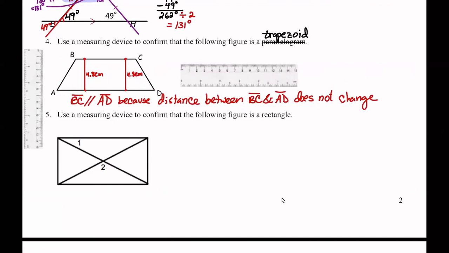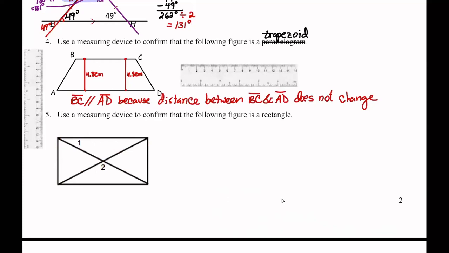Now, to confirm that a figure is a rectangle, different conversation. I can show that the distances from here to here are going to be the same as the distances from here to here and so on across the board. But all I would have succeeded in showing is that those two sides are parallel to one another. And then if I did the same thing going from here to here, I would have succeeded in showing that these two sides are parallel to one another, which doesn't demonstrate that it's a rectangle. It demonstrates that it's a parallelogram.